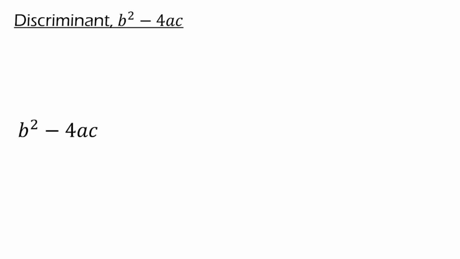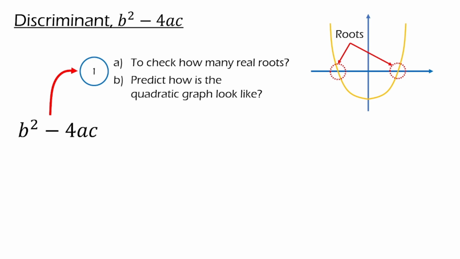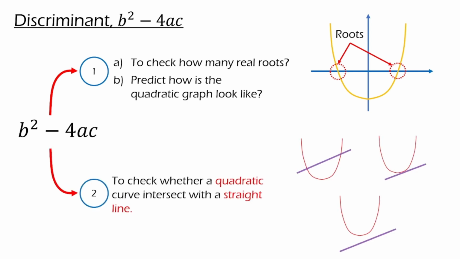Hey guys, today we are going to discuss the topic b squared minus 4ac, or as it is known, the discriminant. B squared minus 4ac has two purposes. One is to check how many real roots a quadratic equation has. The second is to predict how the quadratic graph looks. Another application of b squared minus 4ac is to check whether a quadratic curve intersects with a straight line.